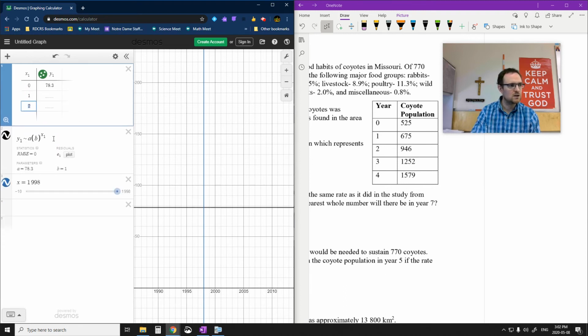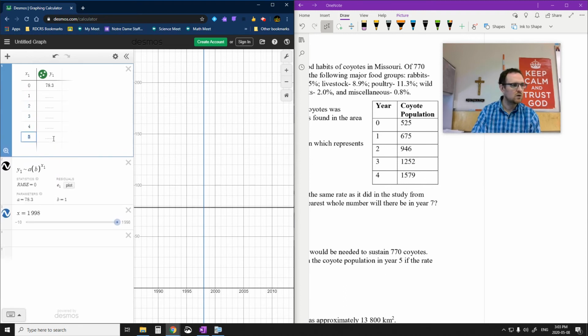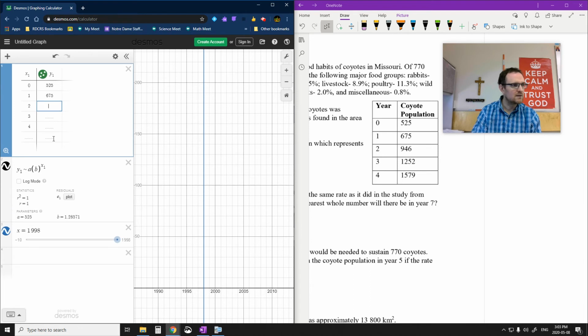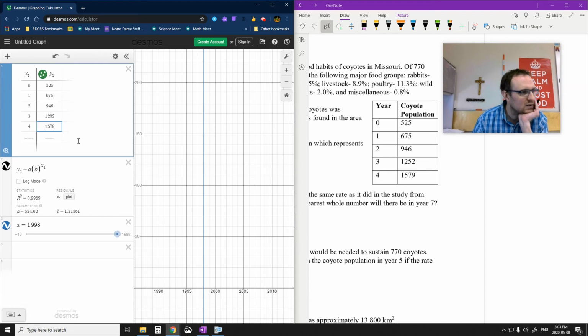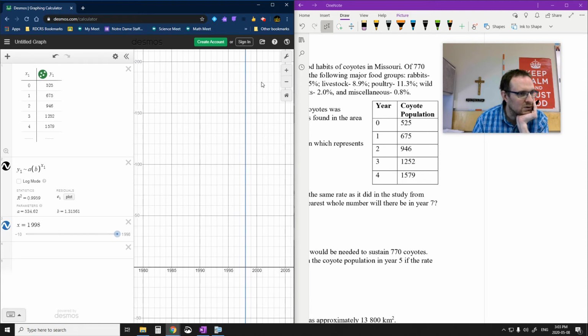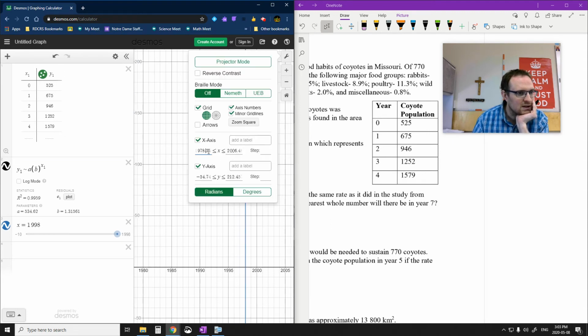Okay, 0, 1, 2, 3, 4, 5. Okay. And 525, 675, 946, 1252, and 1579. Perfect. Okay. Pretty good R squared, 0.9959. Not a very good graph here. So I'm going to go to my wrench. I'm going to change my data.